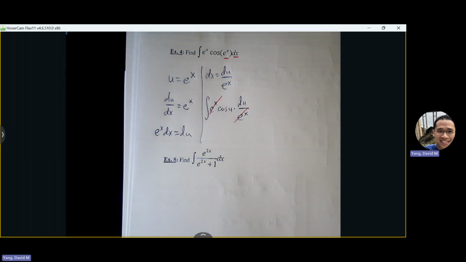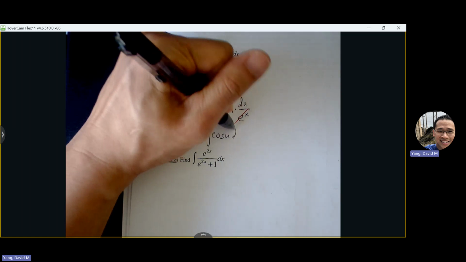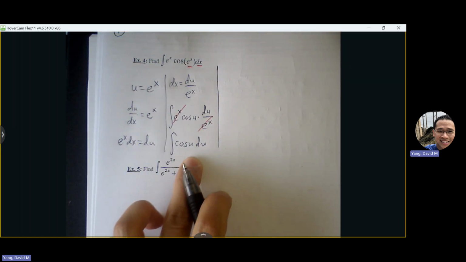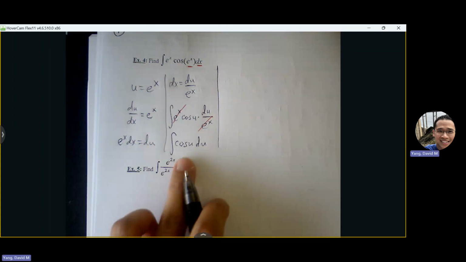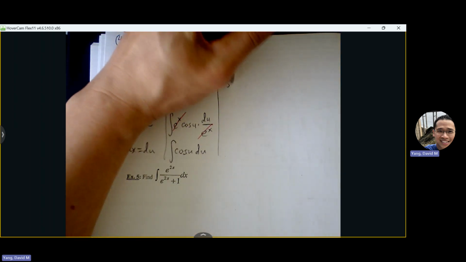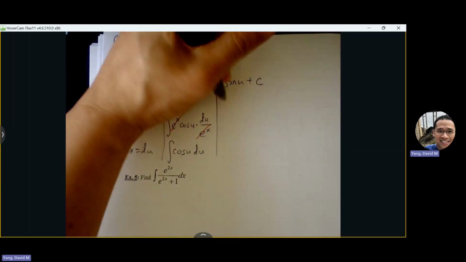All right, e to the x cancels out. So we're just left with integral of cosine of u. This is one of our original rules from the previous quiz. Not one of the new rules there. This is one of the previous rules. We know cosine's antiderivative is sine. So just sine of u plus c. And then replace the u back in terms of x.